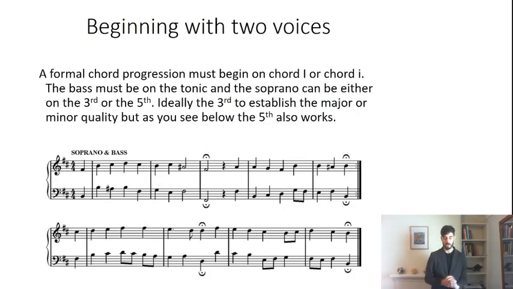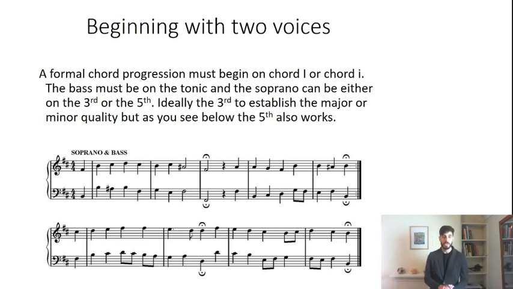Now what we do, we're not going to jump right into a chorale, we're going to begin with 2 voices only. We're just going to think about these 2 voices acting in relation to one another, and then what we do is we fill out the inner parts. So formal chord progressions must begin on chord 1 major or chord 1 minor, and the bass must be on the tonic, and the soprano can either be on the 3rd or the 5th.